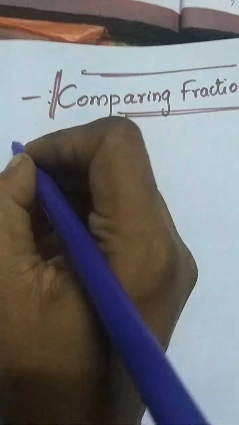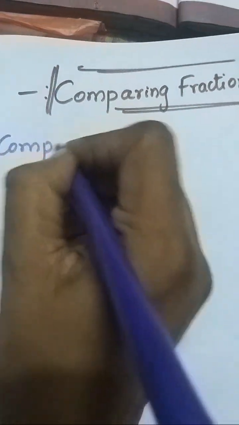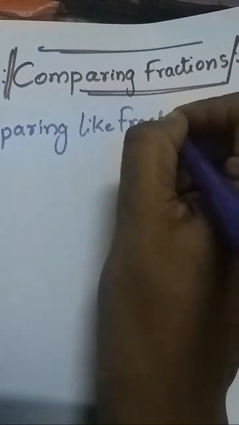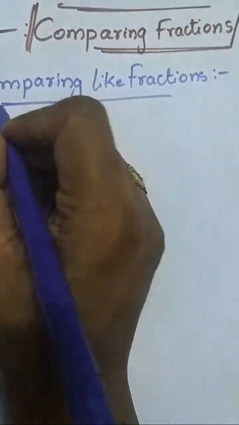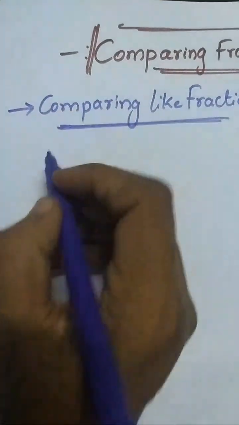Comparing fractions means which fraction is greater and which fraction is smaller. We have different types of fractions. Comparing like fractions first. Like fractions, unlike, mixed fractions, how will we compare and how to identify which fraction is greater and smaller. Here, by example, I will show you.